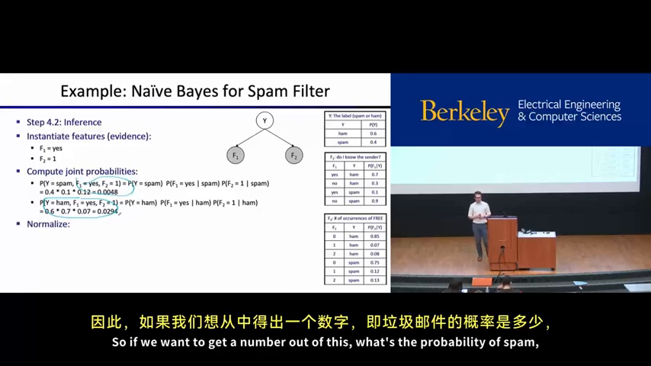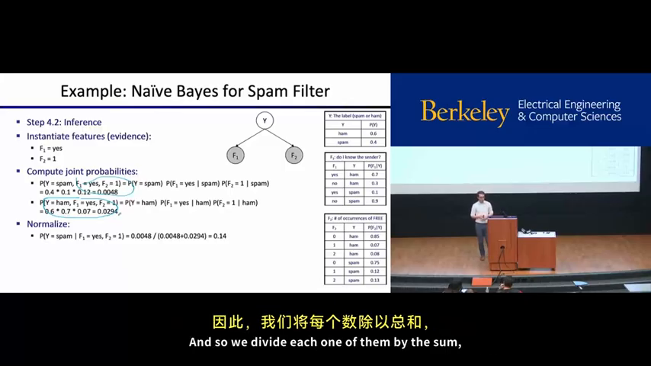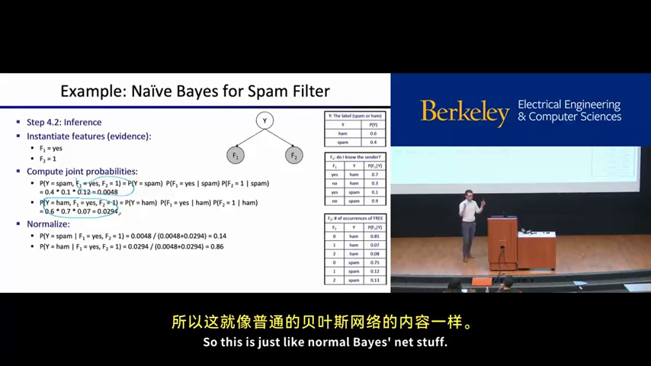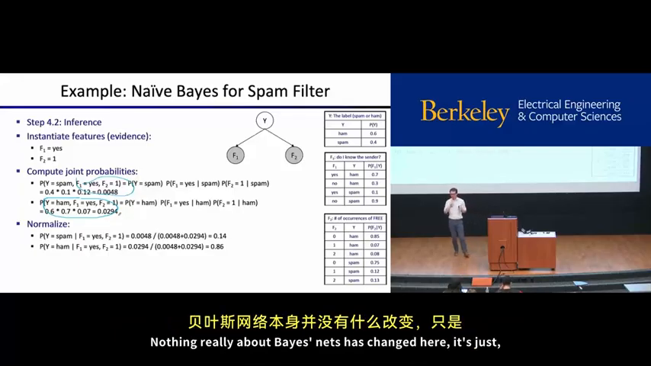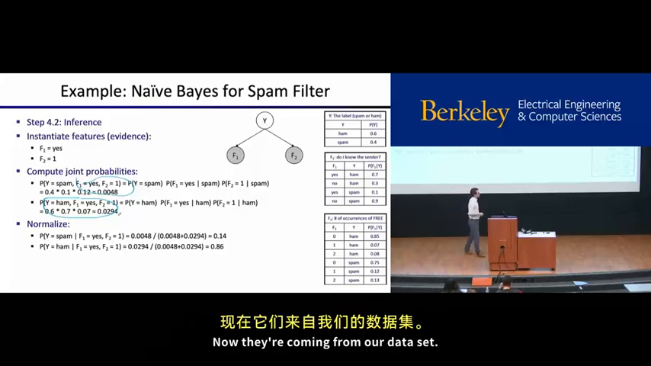So if we want to get a number out of this, what's the probability of spam? We have to normalize by the total of these two circled things. And so we divide each one of them by the sum, and we get 14% probability of spam and 86% probability of not spam. Okay? So this is just normal Bayes net stuff. Nothing really about Bayes nets has changed here. It's just where do the numbers in the tables come from? Now they're coming from our data set.